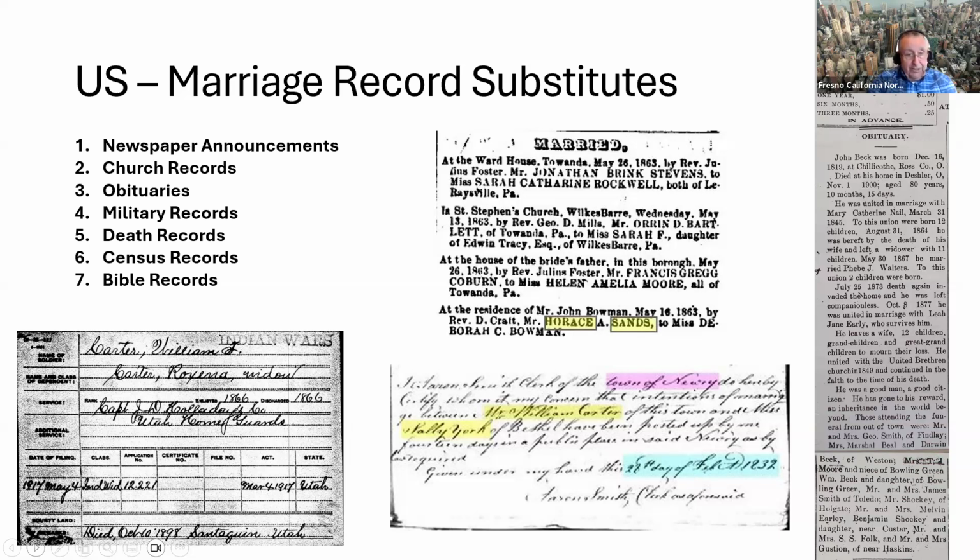It doesn't give the date of marriage, but it lets you know that they were married. And you can look for death records because they'll often name the spouse, census records, Bible records. There's a lot of different records that you can find marriage information on, though you won't always find the marriage date and place.